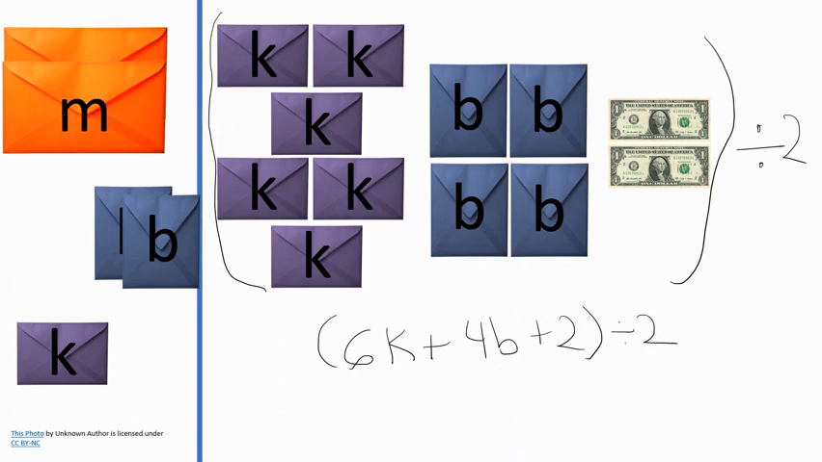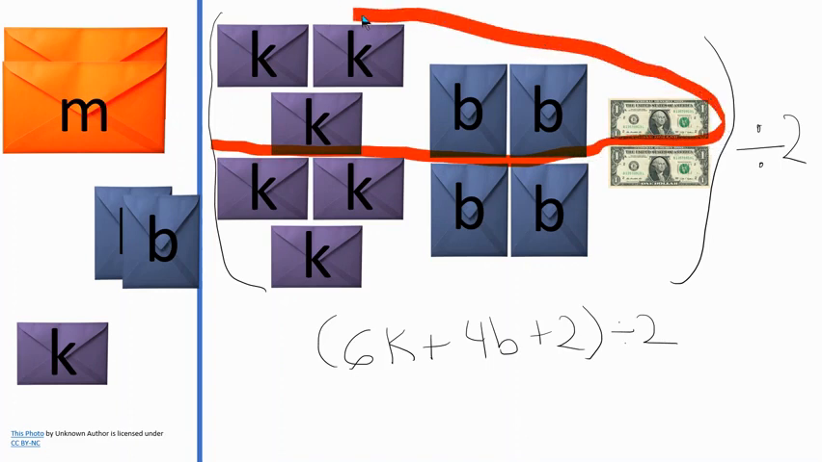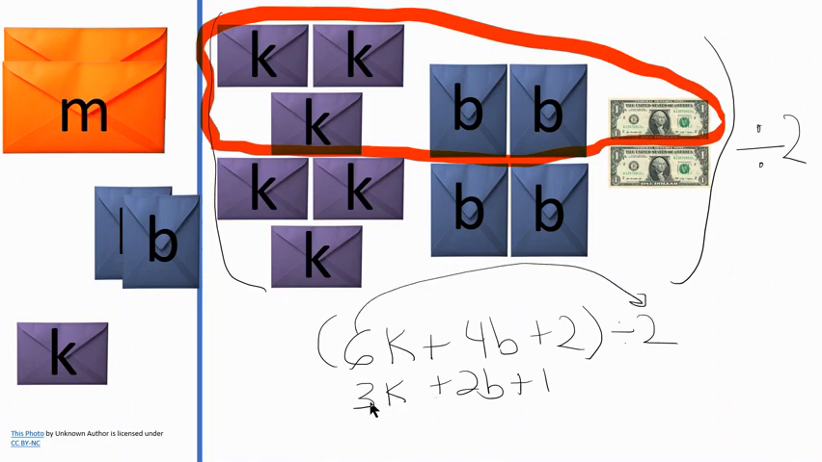What would happen if I separated this into 2 groups? Let's see. I would have this group here, like this. If I divide it by 2, I would have 3K plus 2B plus 1. And notice this division. 6 divided by 2 is 3. 4 divided by 2 is 2. And 2 divided by 2 is 1.